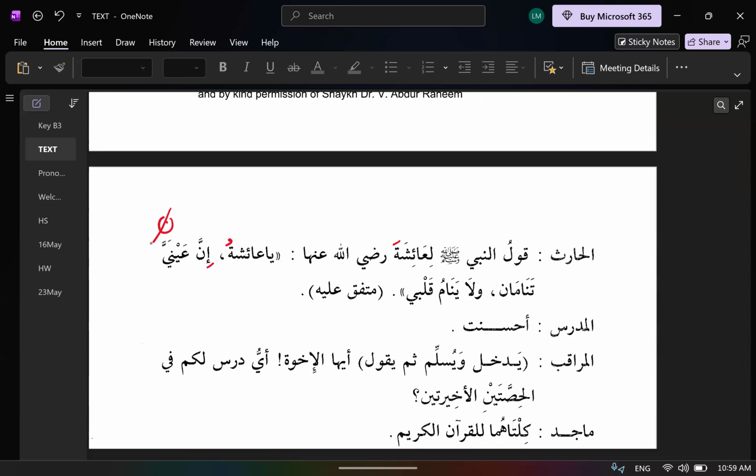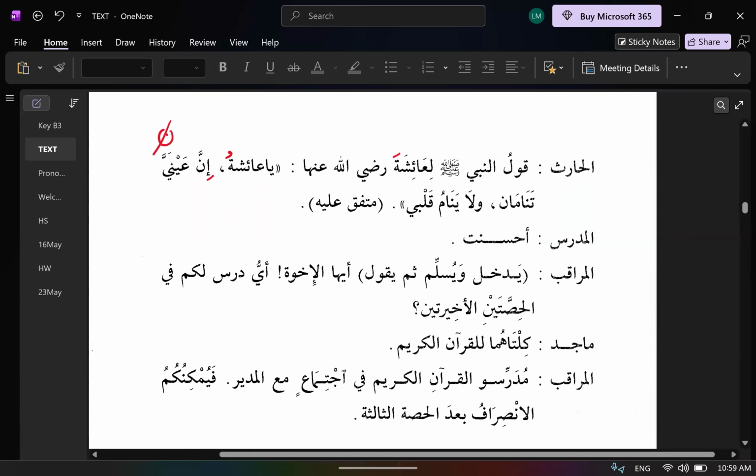Ainaini, noon got dropped, ainayya. Tanamani, they two sleep, wala yanamu qalbi, but my heart does not sleep. Muttafaqun alayh. It is an agreed upon hadith that the Prophet ﷺ said that my two eyes sleep, but my heart does not sleep. Mudarris says, Ahsanta, you did well.